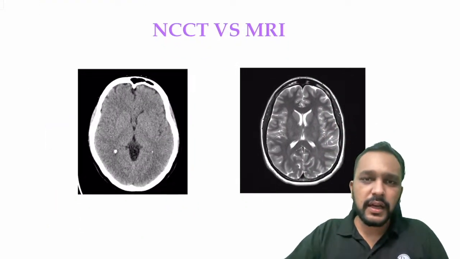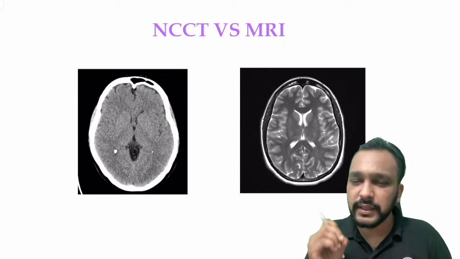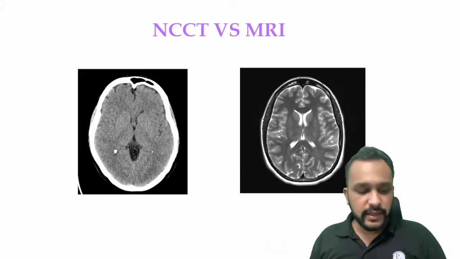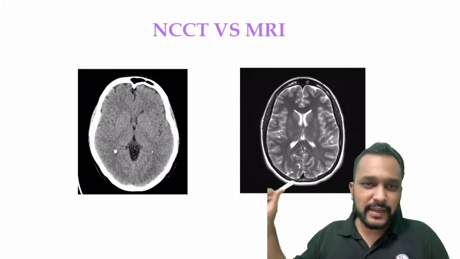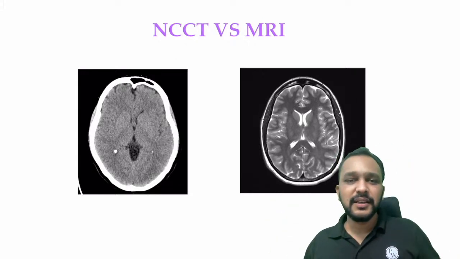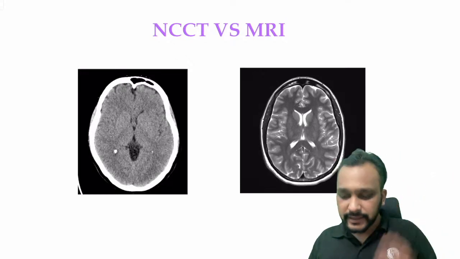So first of all, we need to know what is the investigation that we need to go for in a patient with history of any stroke, right? So we have been given two images, one is NCCT and the other is MRI, right? So first we should know which one is the NCCT and which one is the MRI, right?